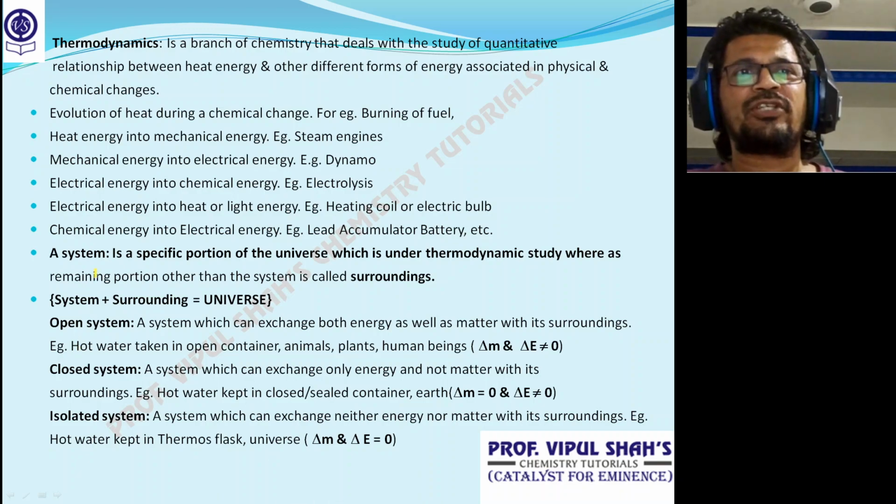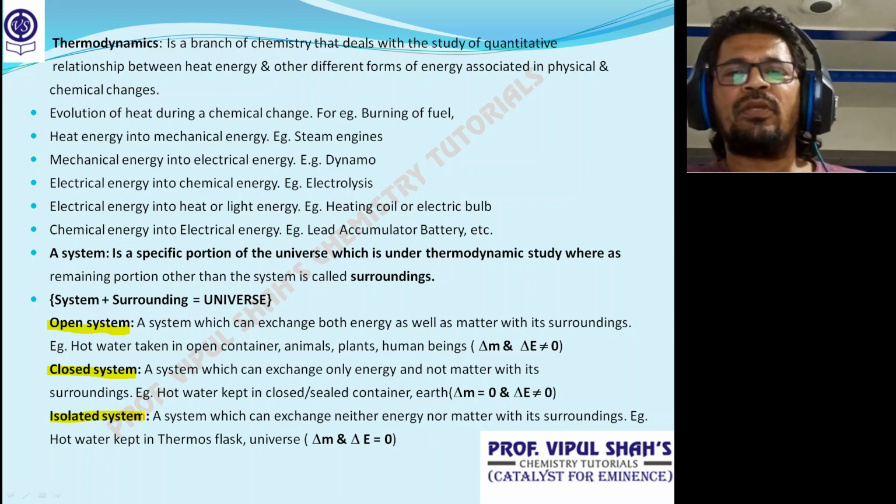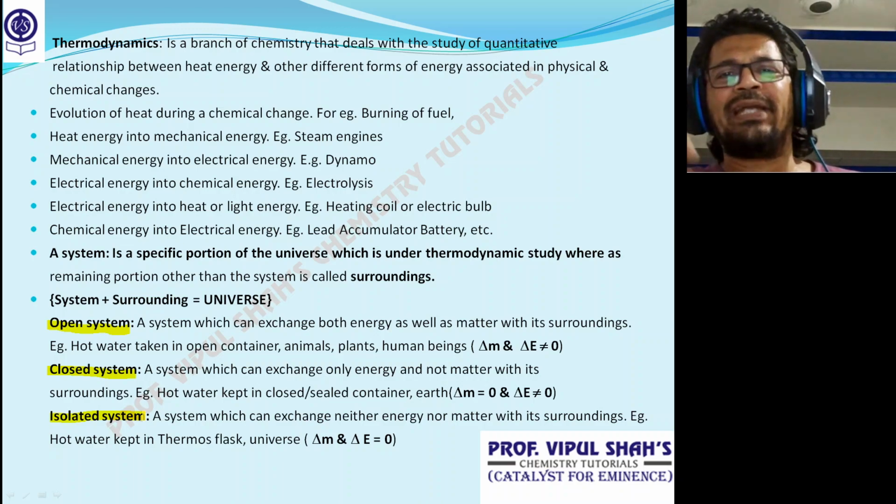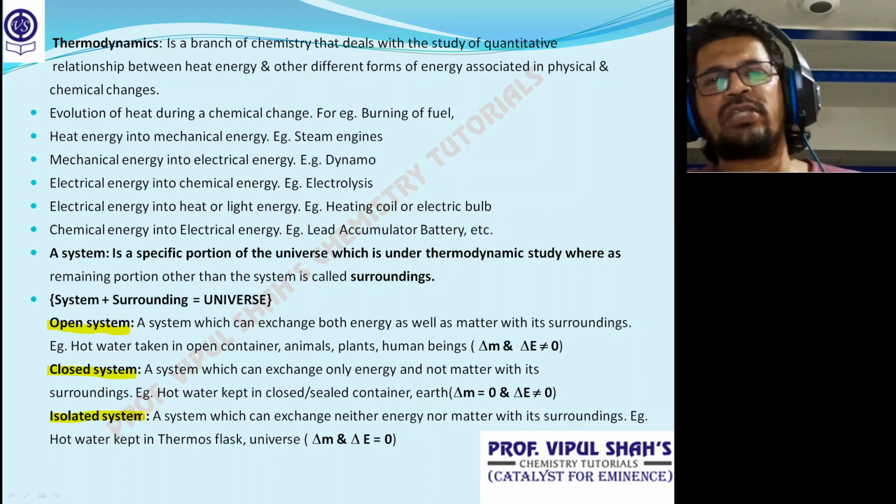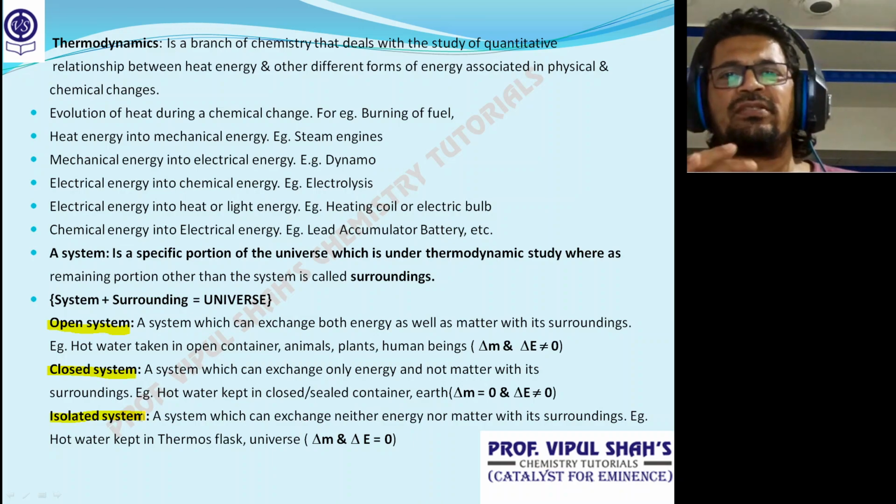Have a look at the presentation, please. First we have an open system, second a closed system, and third an isolated system. An open system is capable of exchanging energy and matter with the surroundings. Like a cup of hot coffee, which will lose energy to the surroundings, and some amount of matter also gets exchanged.